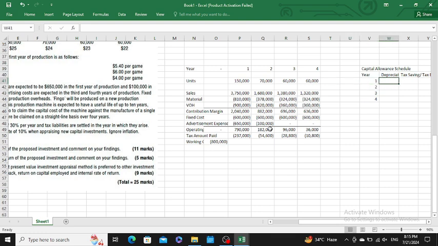Okay. It would be depreciated on a straight line basis, and there is no salvage value or scrap value given in the question. So we would assume the scrap value as 0. Then we would be dividing 8 lakh by a life of 4 years.